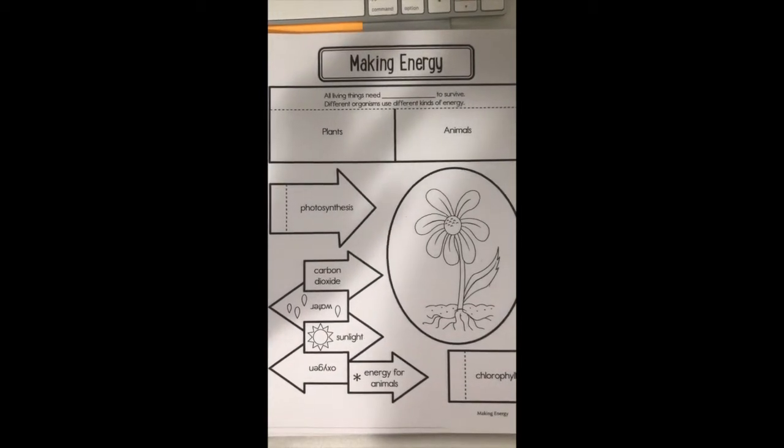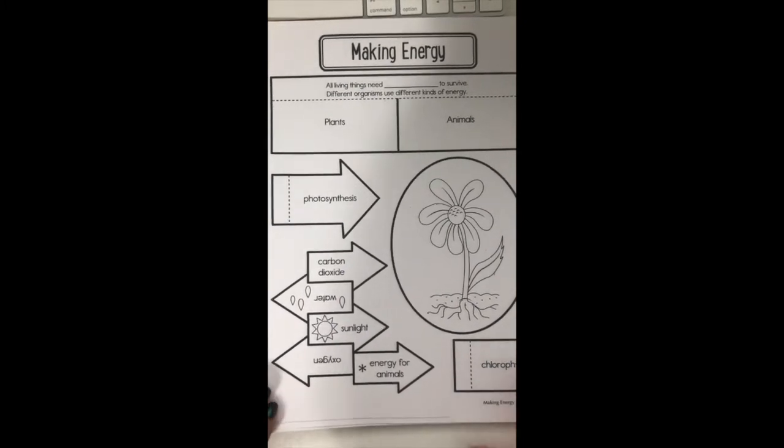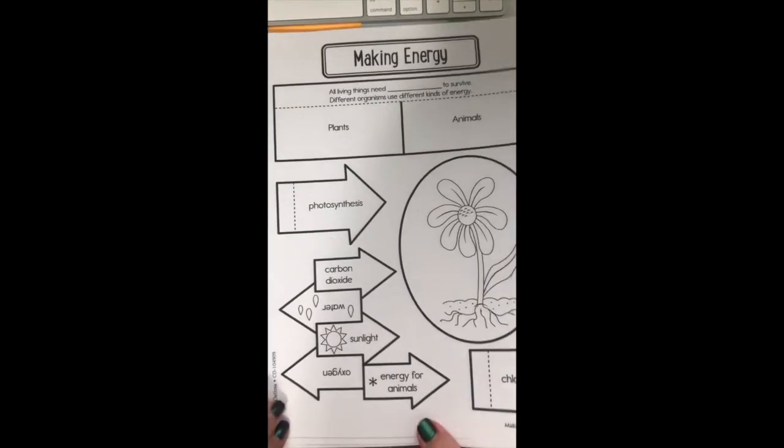Good morning. So here we have our little science exercise for Tuesday. This one is called Making Energy. As you probably have learned already, plants use photosynthesis to make their own food. And this is just going to be a little project to show exactly how that works, just to change it up a little bit from our bookwork.